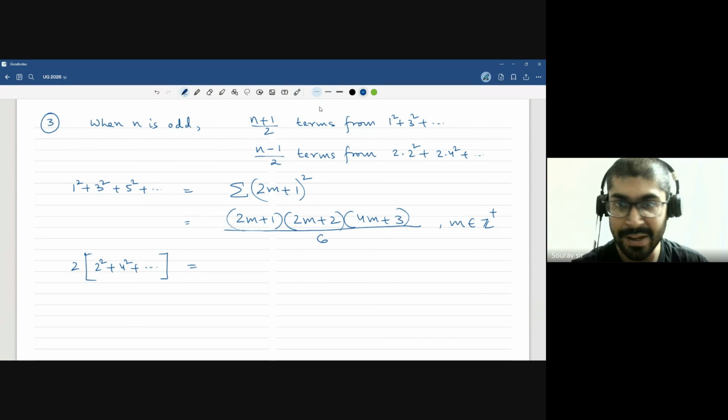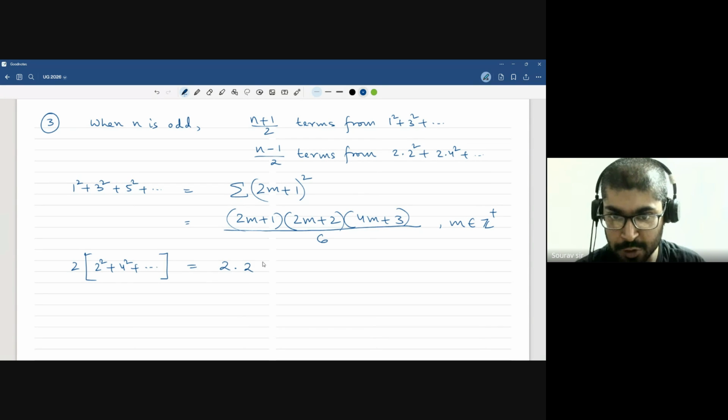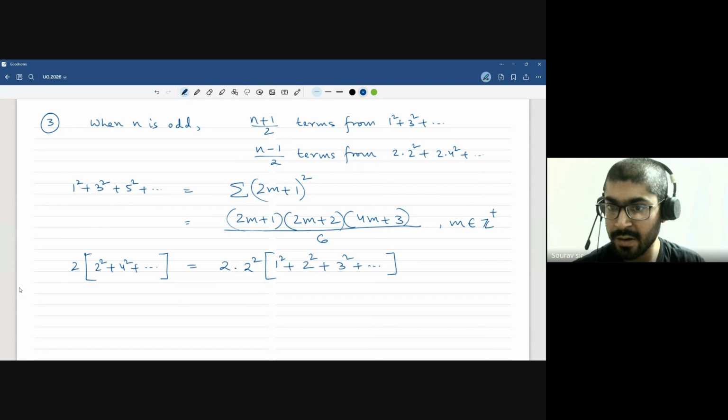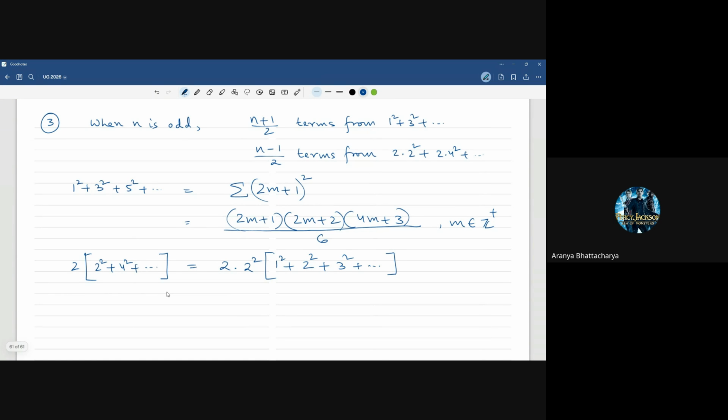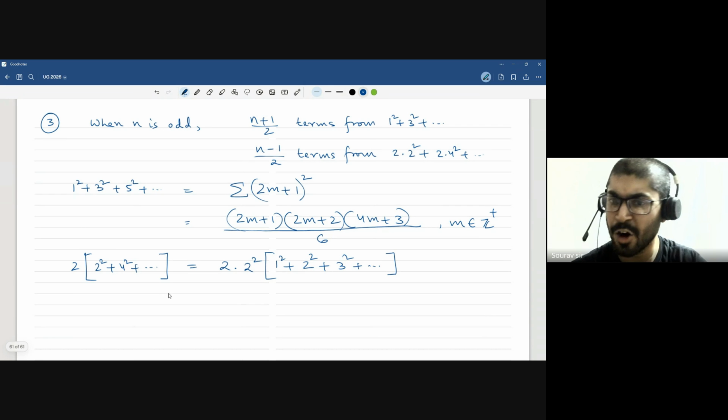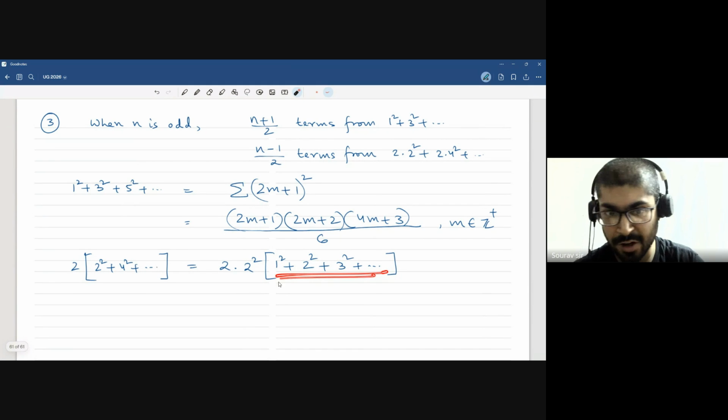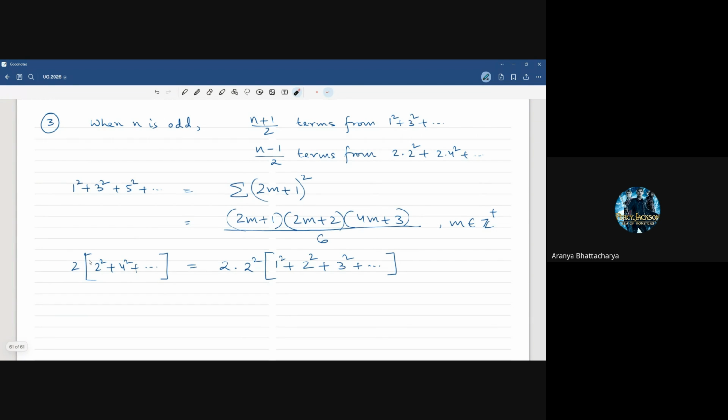So that means it will be the original 2 that was there. I can just write this as 2 into 2 square also. That also I can take out. And then this will be 1 square plus 2 square plus 3 square plus dot dot dot, right? Which is the normal sequence, right? No, my bad. Okay, fine.